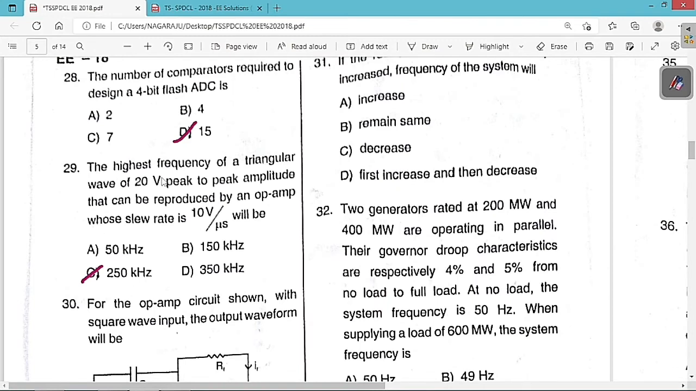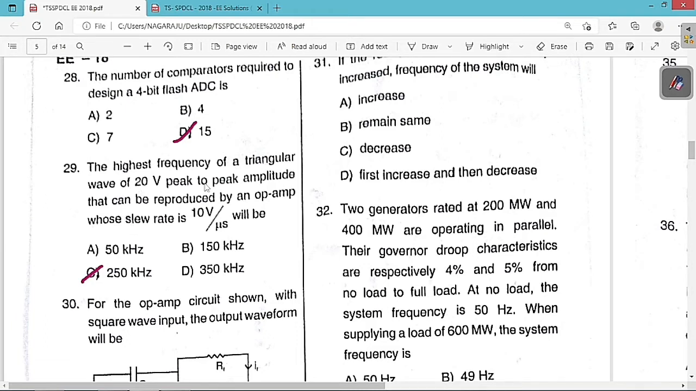Now the next question is: the highest frequency of a triangular wave of 20 volt peak to peak amplitude that can be reproduced by an op amp whose slew rate is 10 volt per microsecond will be. Basically they have given a triangular waveform of 20 volt peak to peak amplitude. If the op amp has a slew rate of 10 volt per microsecond, what is the maximum frequency that can be applied? Option C, 250 kilohertz, is the correct solution of this question.